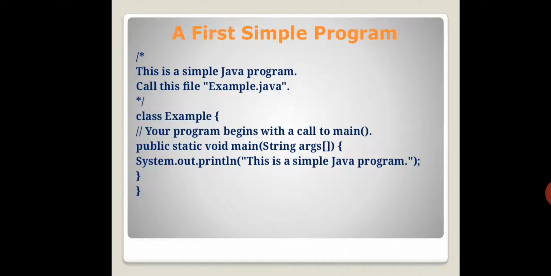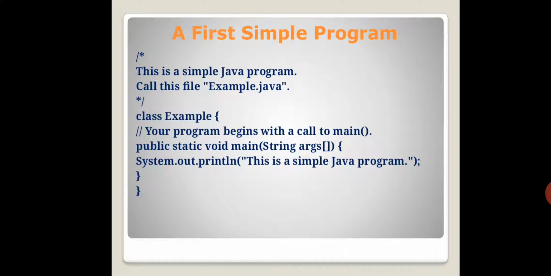But in Java, instead of using the word function, I use method. So main is a function, or in Java I am going to use the word method, main method. Fine. So the main method is inside the class Example.